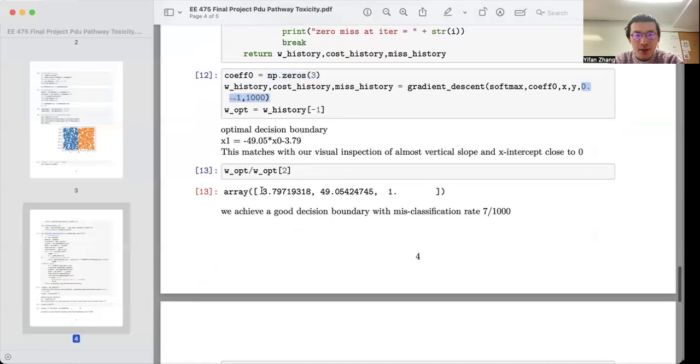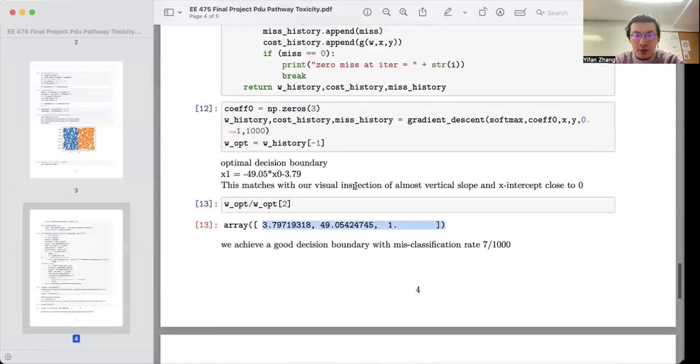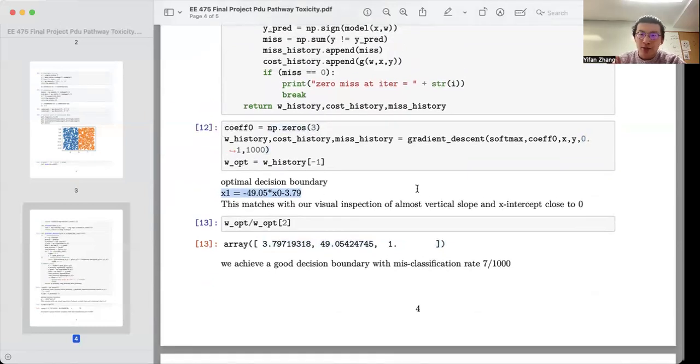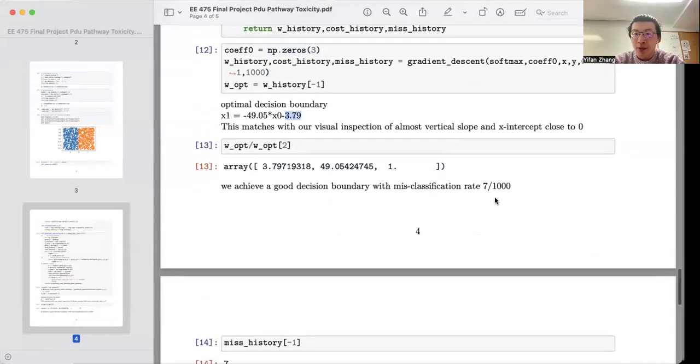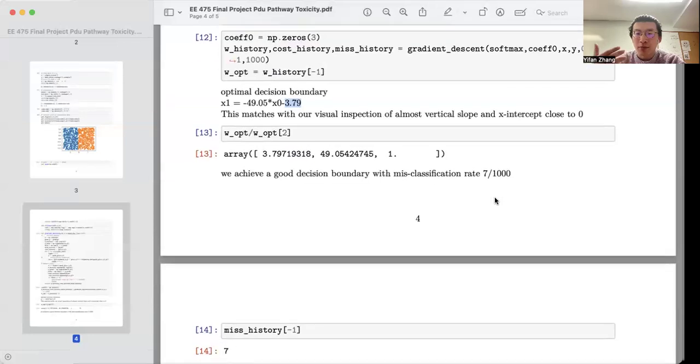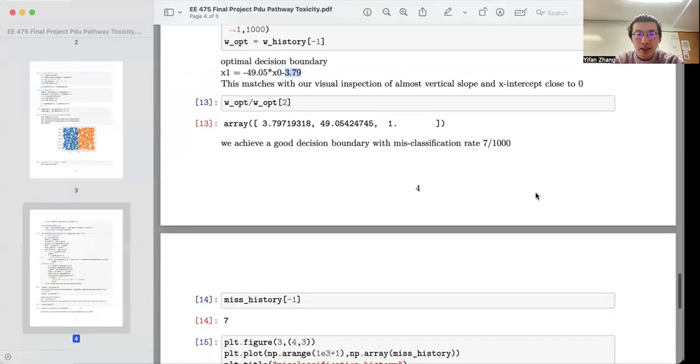And the result is here. So based on this result, we can recover the decision boundary, which is a very vertical boundary. And the x-intercept will be small because doing this division here, the x-intercept will be very close to zero. And that matches with our naked eye observation.